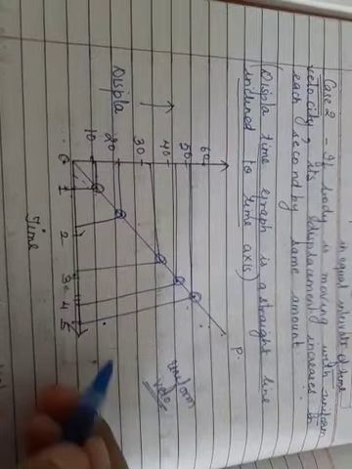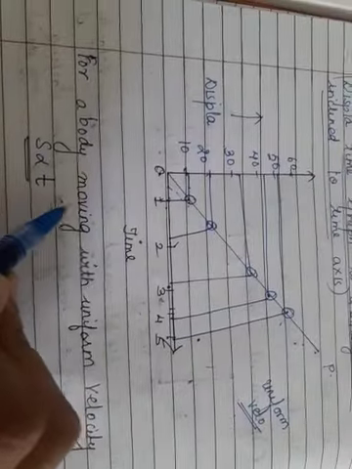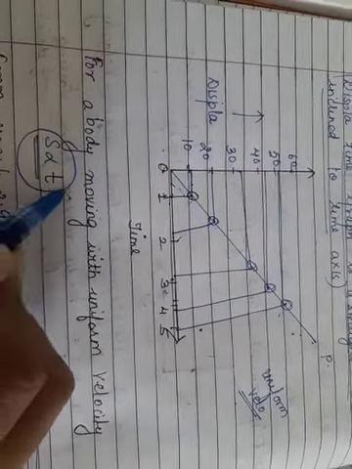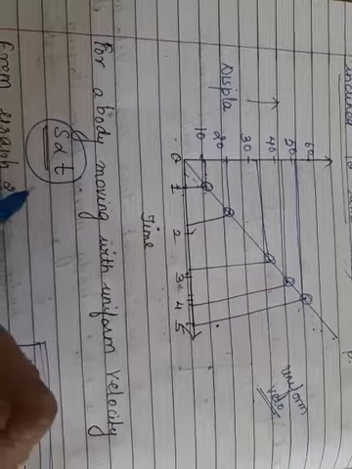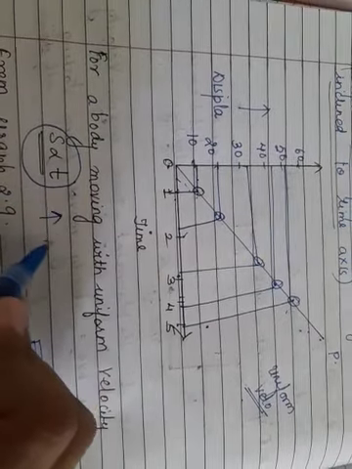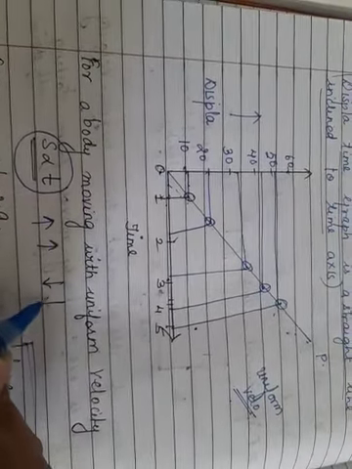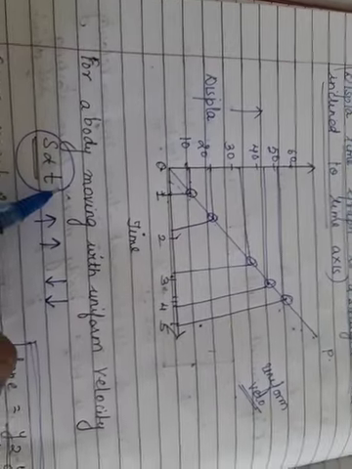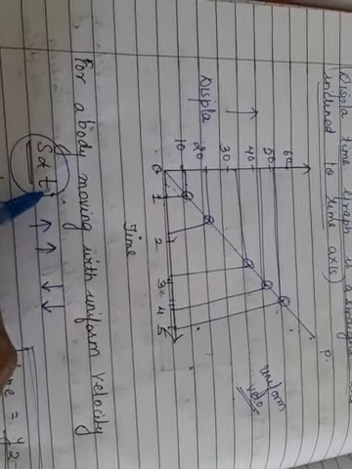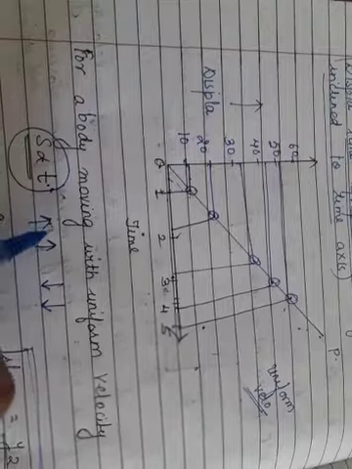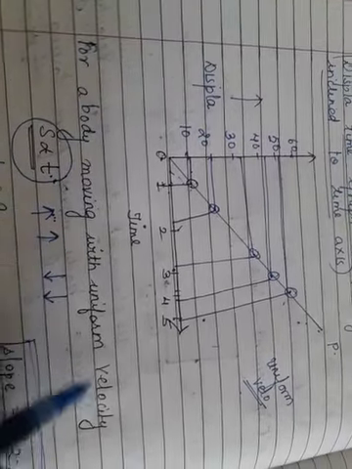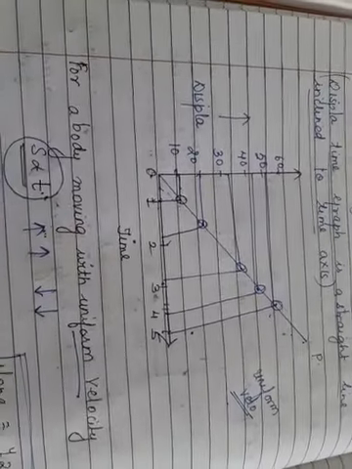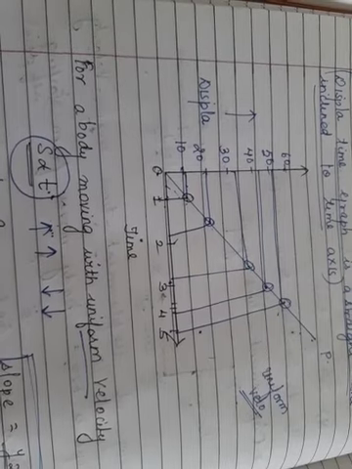For a body moving with uniform velocity, its displacement is directly proportional to the time. That means when time increases, displacement increases, and when time decreases, displacement decreases. So displacement is directly proportional to the time period. When is this the case? Only when the body is moving with uniform velocity.